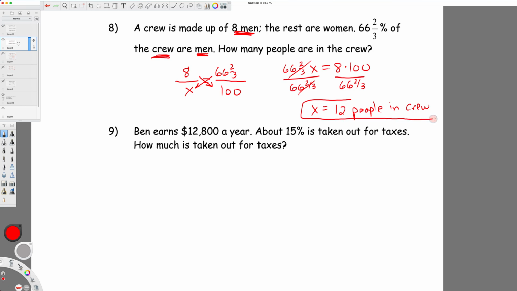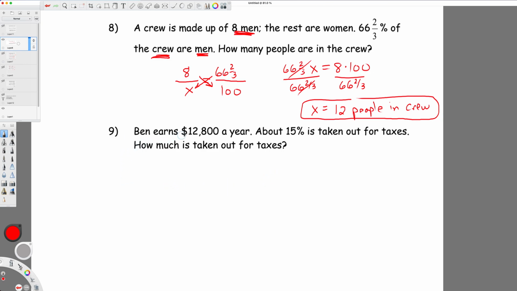And 8 of them are men. It said there were 8. So 8 out of 12 is 66 2/3. And if you think about it, 8 out of 12 does reduce. You could divide them both by 4s and get 2/3. And you may recognize 2/3 as being 66 2/3%.